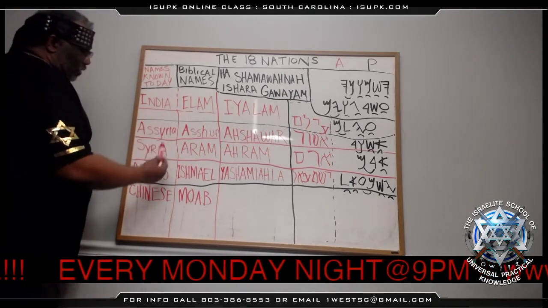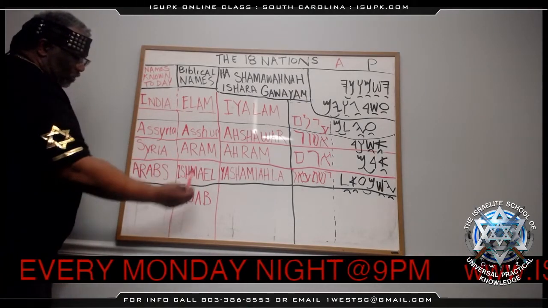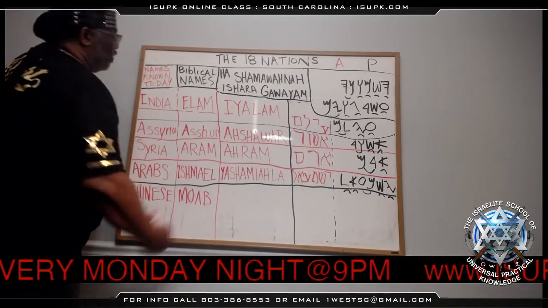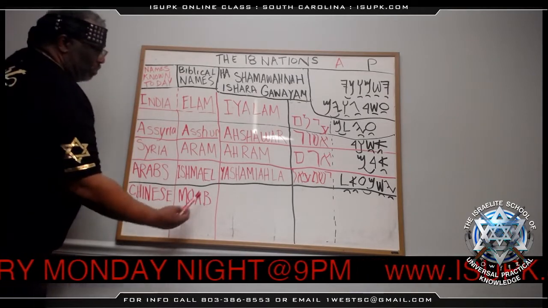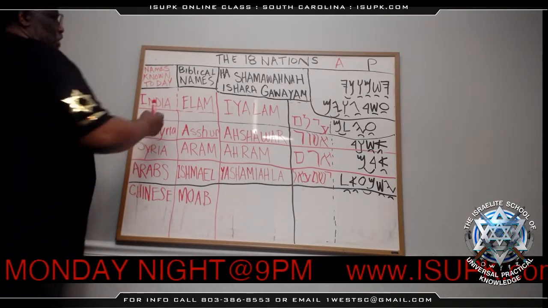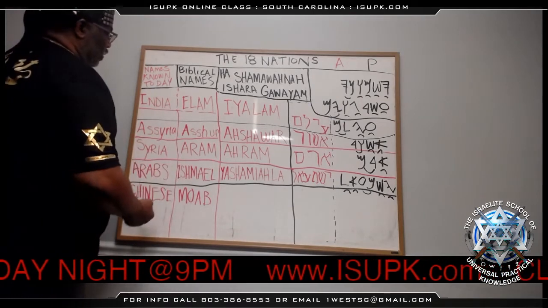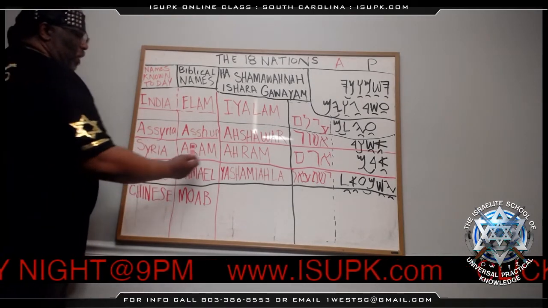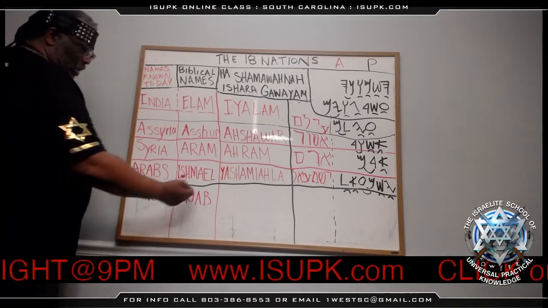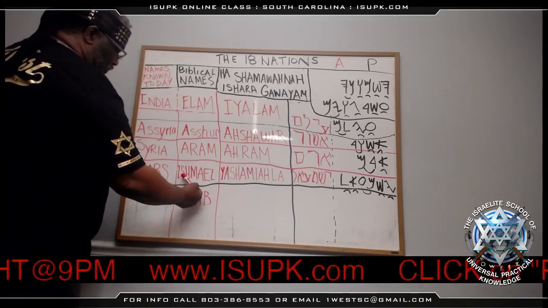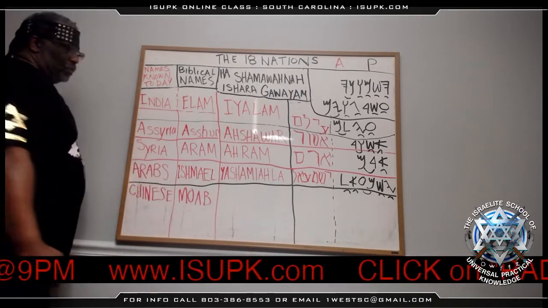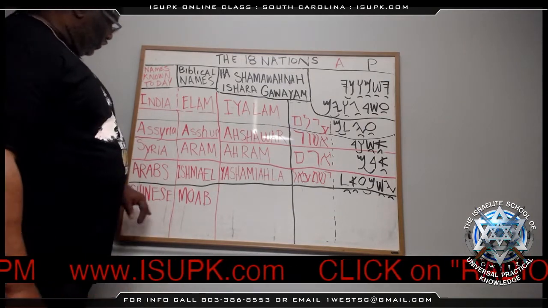India, Assyria, Syria, Arabs, Chinese. In the Bible, you're going to see Chinese called Moab. India, we call Elam. Give me a chance to write things down. Ashur is Assyria, Aram, Syria, Ishmael, Arabs, so on and so forth. Chinese, Moab.